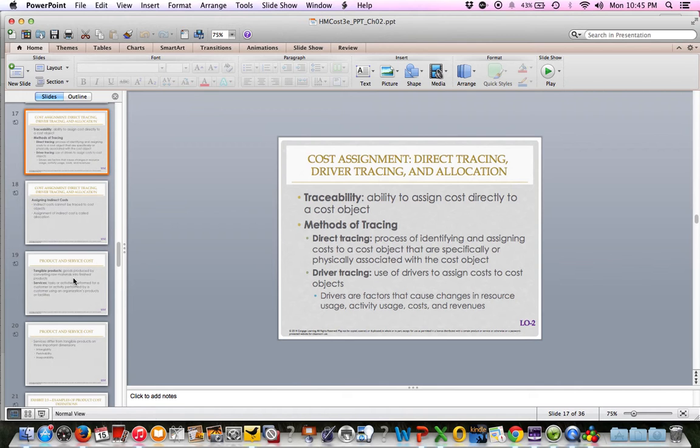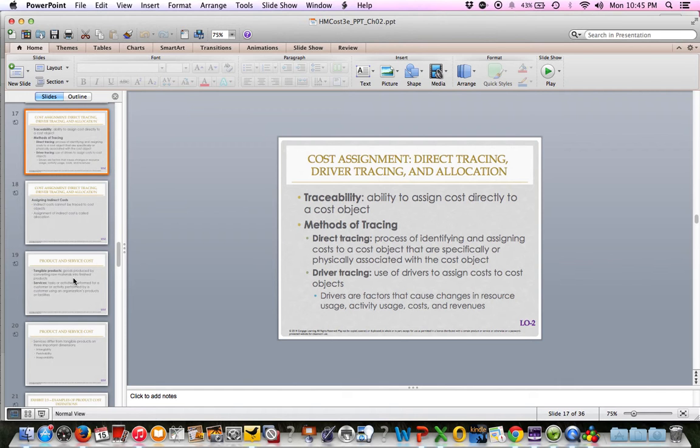With costs, some costs are traceable. By traceable, we mean that we can say this cost object incurred this cost. There's a direct correlation. When we manufacture this good, we know that this one cost will 100% be incurred and be assigned to that good.